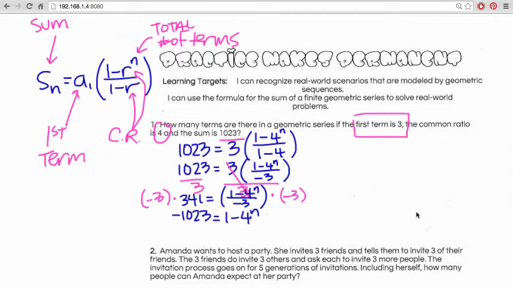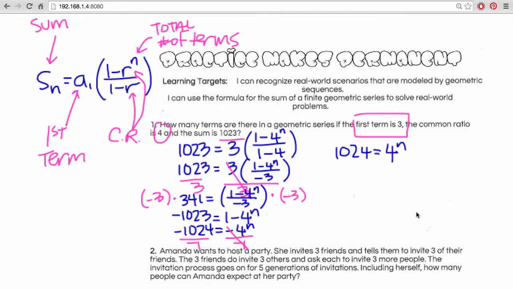We'll subtract 1 from both sides of our equal sign to get negative 1024 equals negative 4 to the n. Then we can divide by negative 1 to get rid of the negative. And we get 1024 equals 4 to the n power.